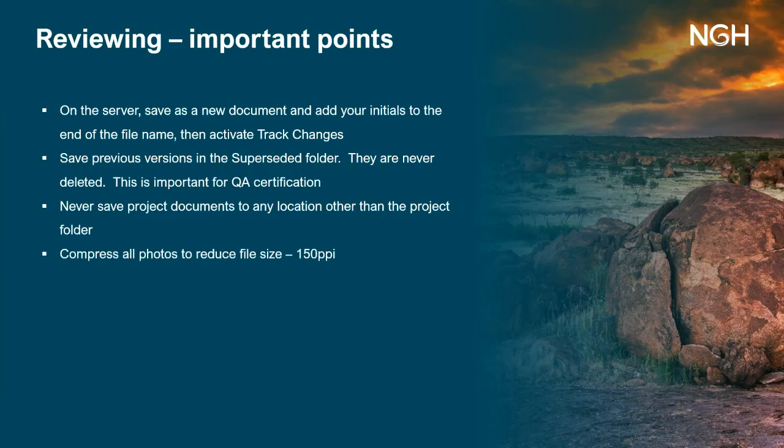If there are lots of photographs and maps in your document resulting in a large file size, you can compress the photos to 150 ppi without losing any resolution. There are instructions in the General Purpose Report template on how to do this.